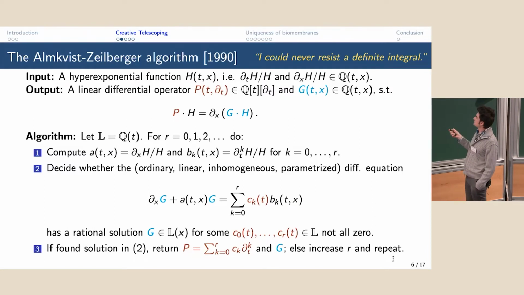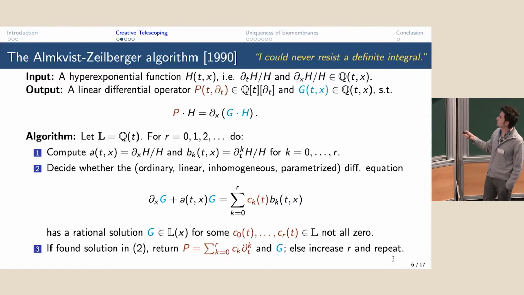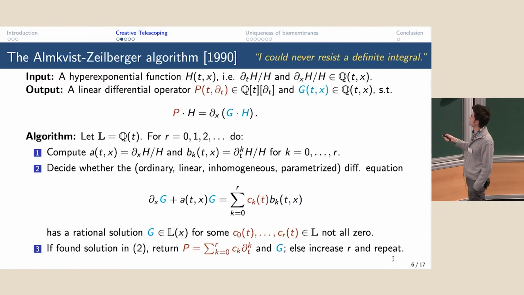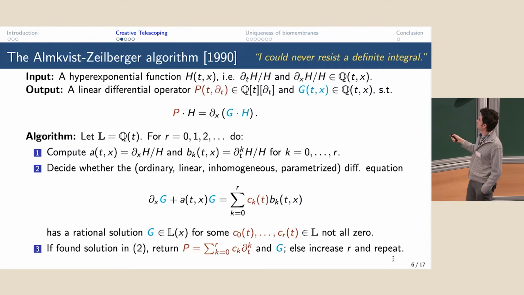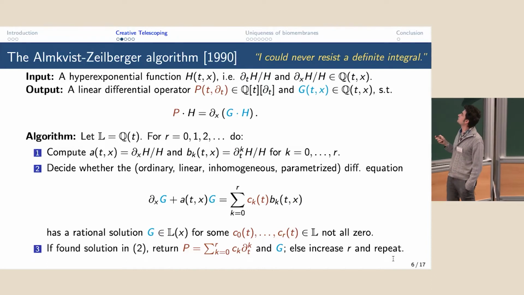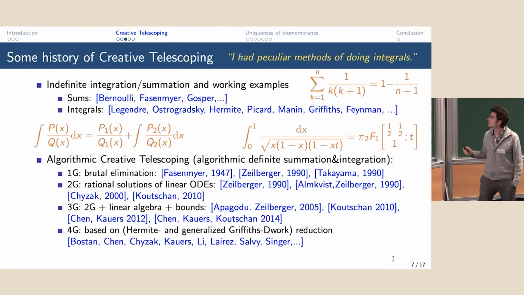And as soon as you find something like this, then you just return the differential operator which comes from this c, and with the polynomials or rational functions in t, and g is then the certificate. So this somehow solves already the problem for integrating one hyperexponential function.